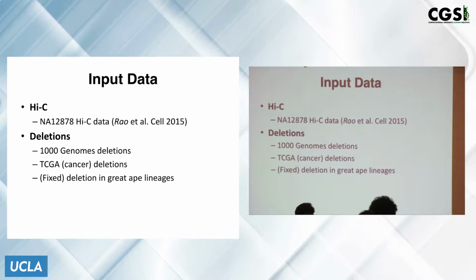Okay, so for the input data for Hi-C, we use the Rao et al. 2014 data for GM12878. This is one of the highest quality Hi-C datasets available. And for deletion sets, we use three different sets of deletions. We use the 1000 Genomes set of deletions as a control, in other words, the normal population set of deletions. We use the deletions from TCGA cancer deletions. We use the deletions that are fixed in the great ape lineage. In other words, the ones that have been fixed during evolution, and we expect those fixed deletions to have the least amount of TAD fusion because they're fixed.